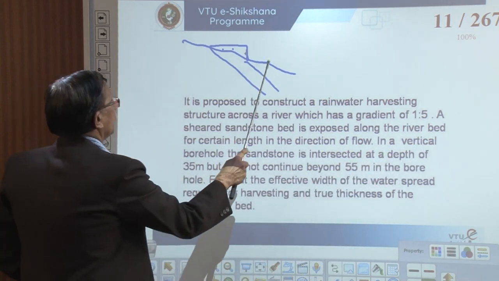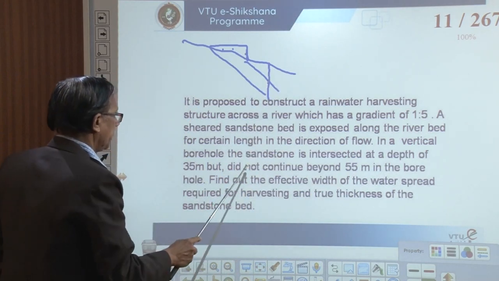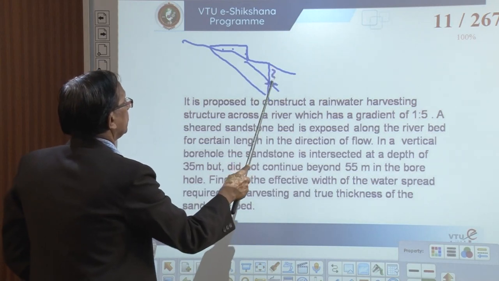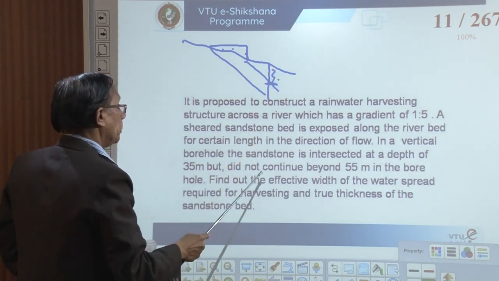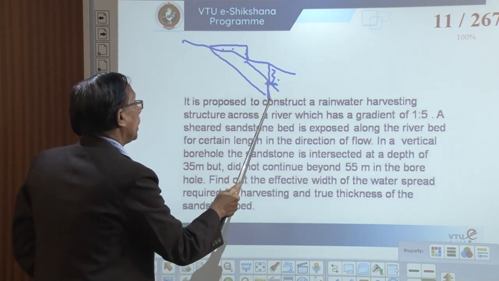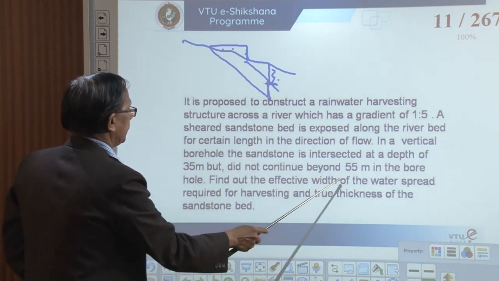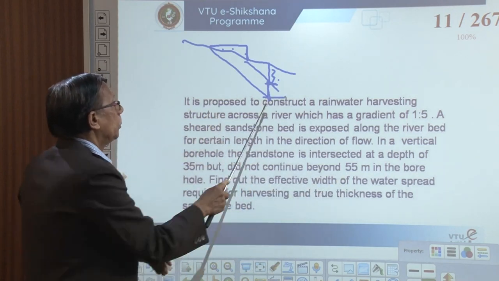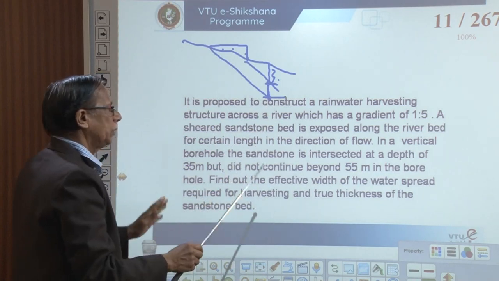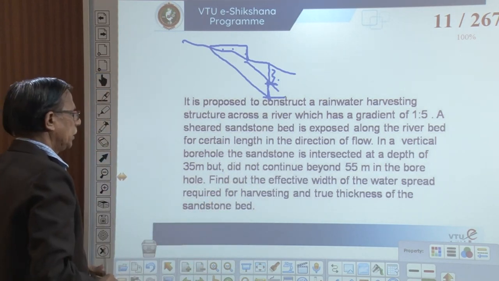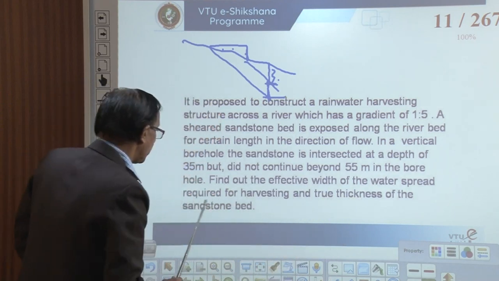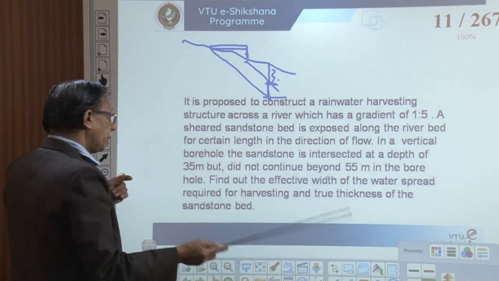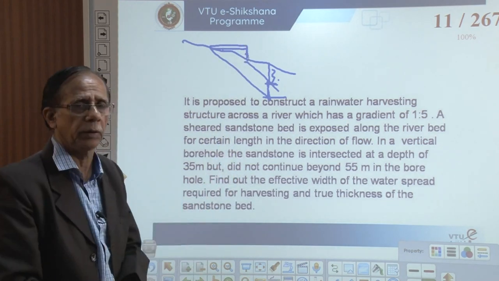In a vertical borehole, the sandstone is intersected at a depth of 35 meter. At that 35 meter, this is 35 meter. But it did not continue beyond 55 meter. Means at 55 meter, the sheared sandstone ends. Beyond that, there is no sandstone or sheared sandstone. There may be some other rock. Find out the effective width of the water spread required for rainwater harvesting. How to go ahead about it?